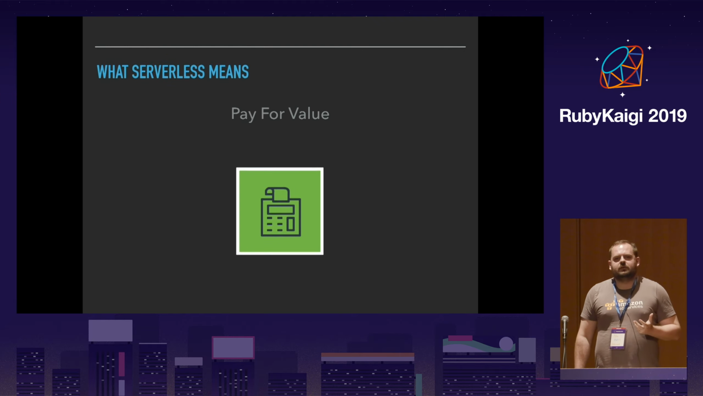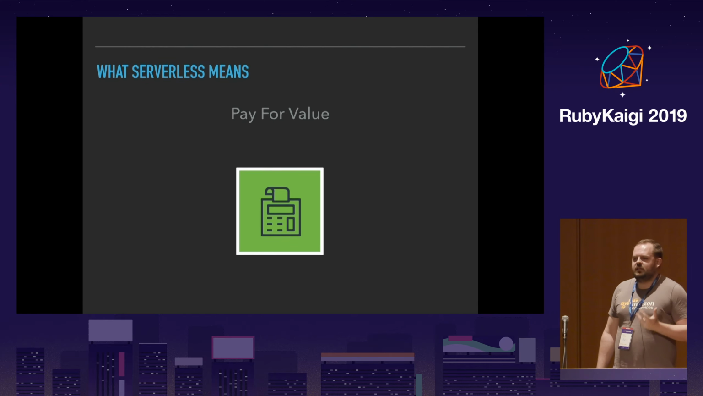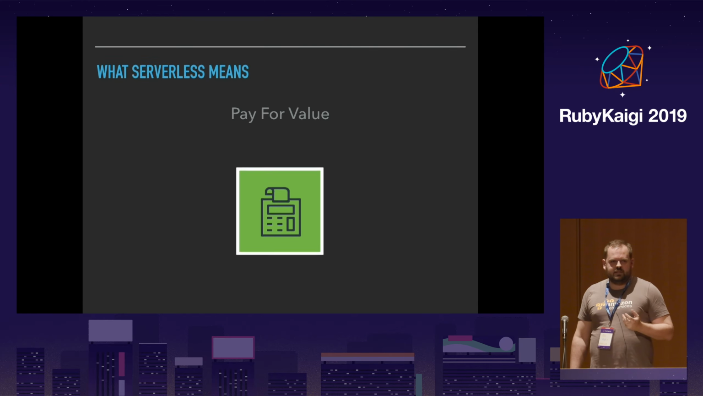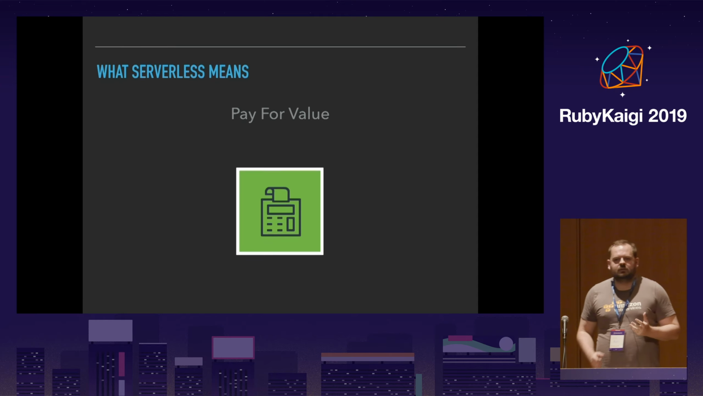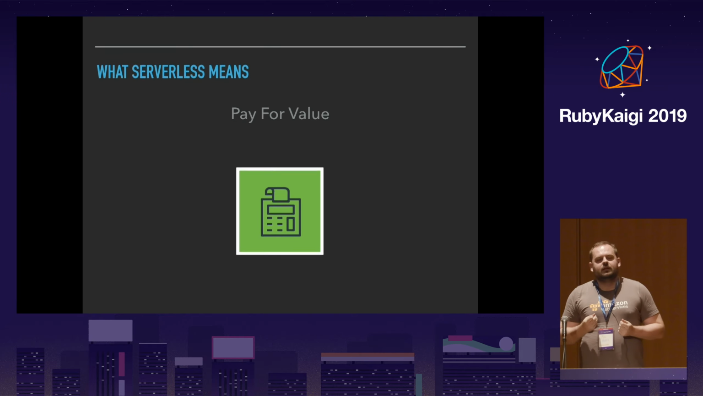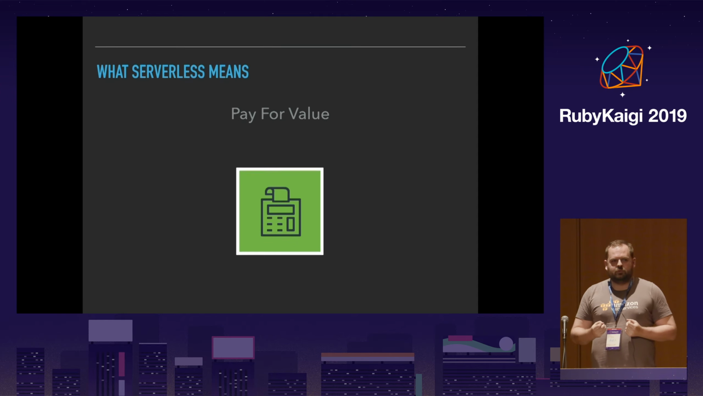You're paying for value. There's a lot of examples of customers that have moved over to using AWS Lambda, and by and large, they're saving a lot of money. It turns out when you're only paying for compute capacity that you actually use, the efficiency of your compute spending is improved significantly.